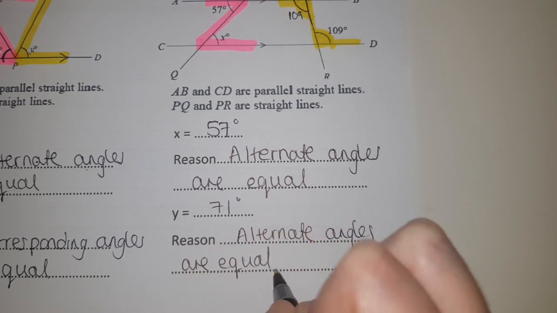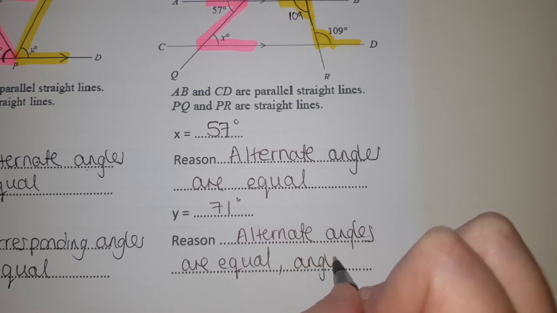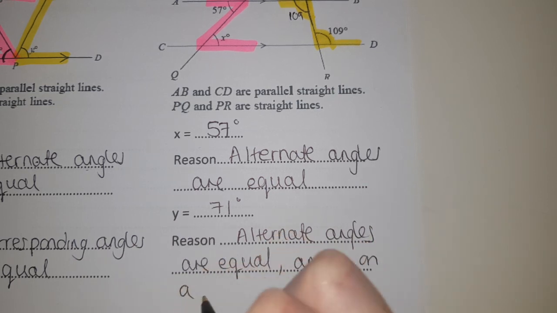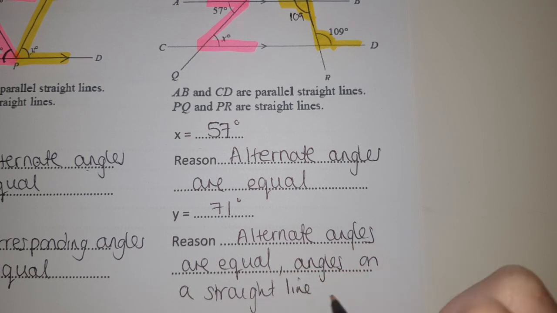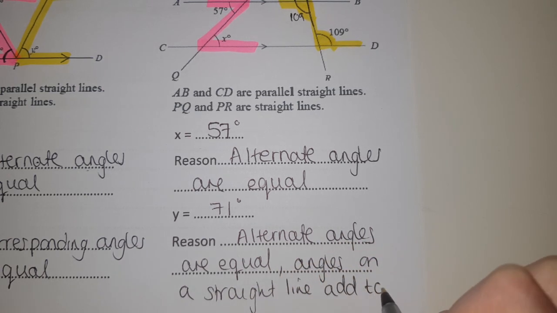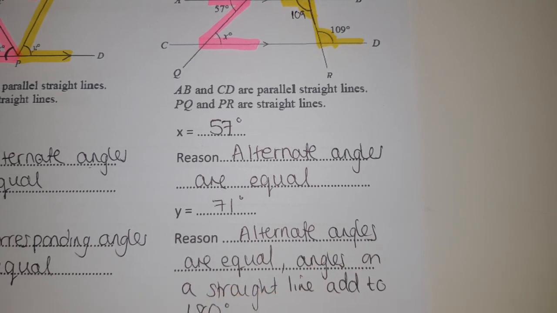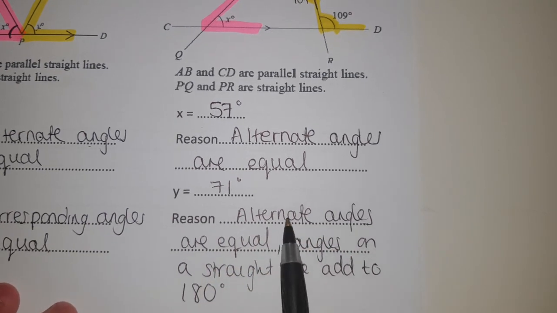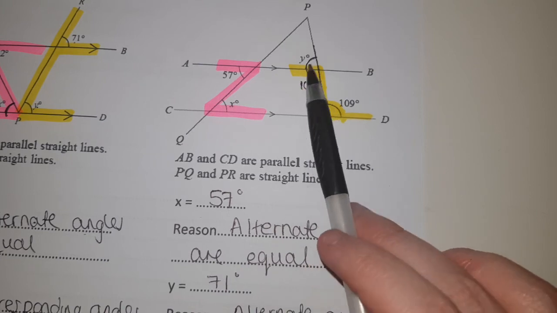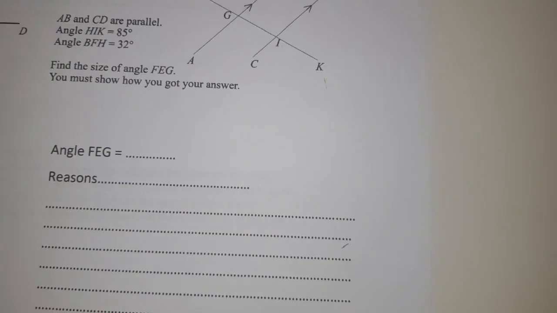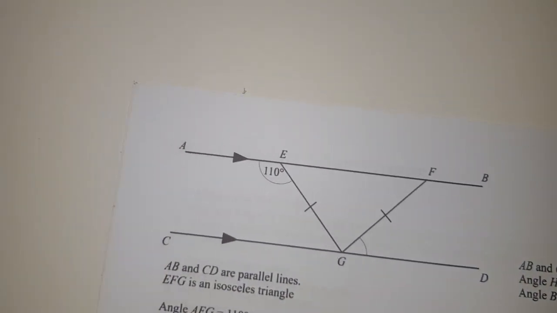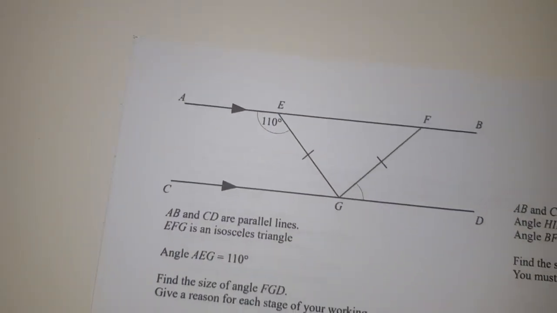And then you follow that with angles on a straight line add to 180 degrees. Okay, so that one would require 2 reasons because it took 2 steps to get there. Okay, hopefully those ones we're okay with. If we look at these ones, they just sometimes look a bit more terrible.